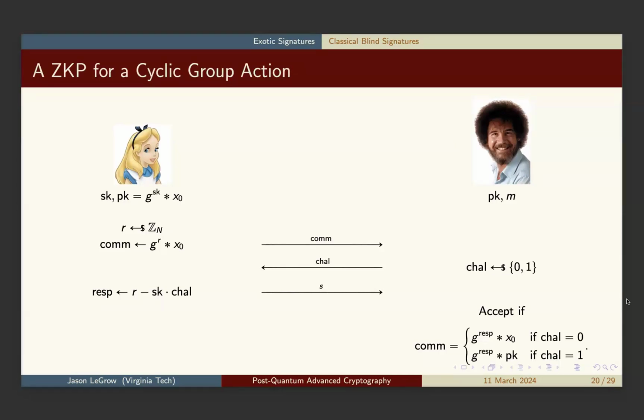Okay. Here's a zero-knowledge proof for a cyclic group action. This is what's used in CSIDH, as it turns out. I've already talked about a group action base. I'm not going to talk a lot about this, but I just wanted to put it up there again because I'm going to talk about the blinding aspects at least on the next slide. So here's a zero-knowledge proof for a cyclic group action. We've seen this before on an earlier slide. Just wanted to refresh your memory.